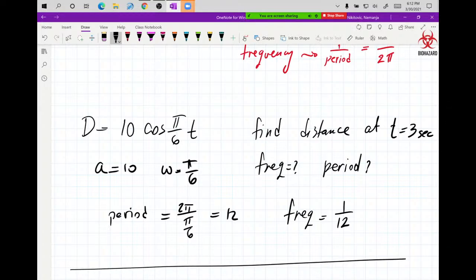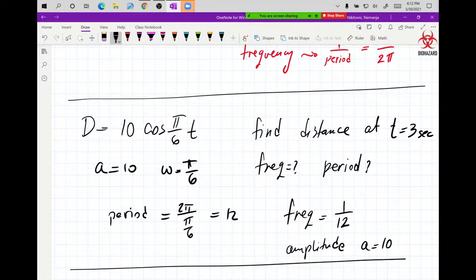So we can find the frequency, also the amplitude. Amplitude is A equals 10. That's how tall the waves are, or whatever you are observing. This stuff from this box, it will come back when you take differential equations. Right now, we don't have to worry too much about it.